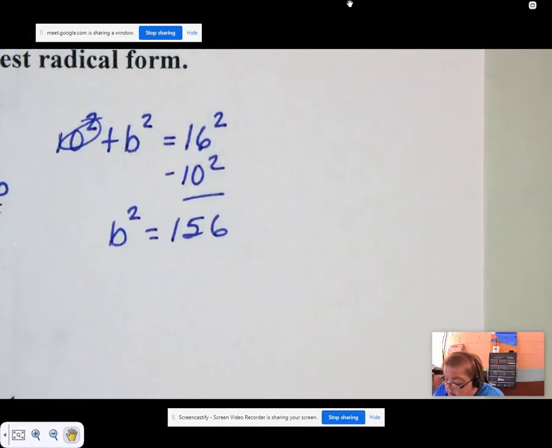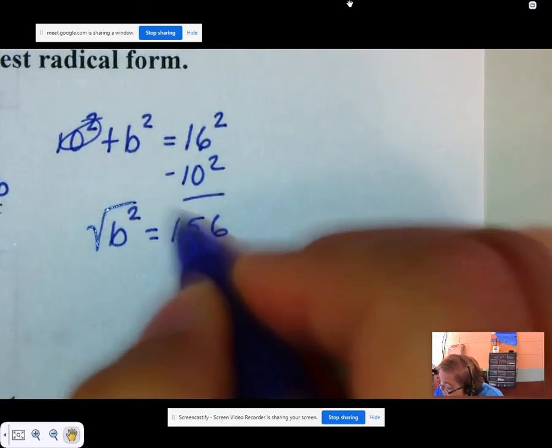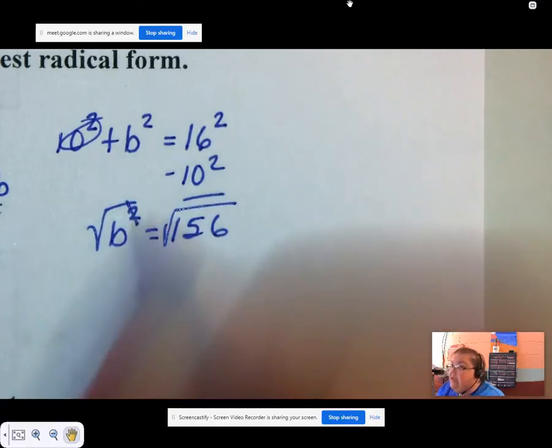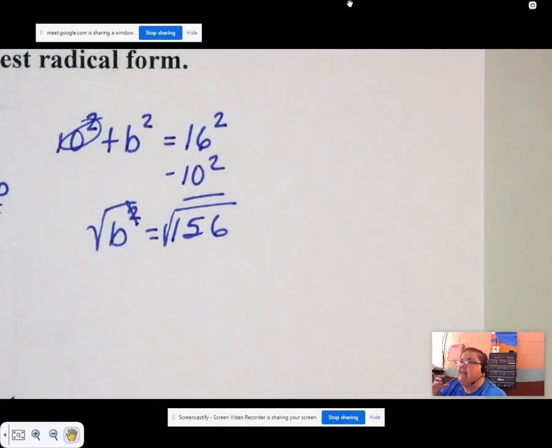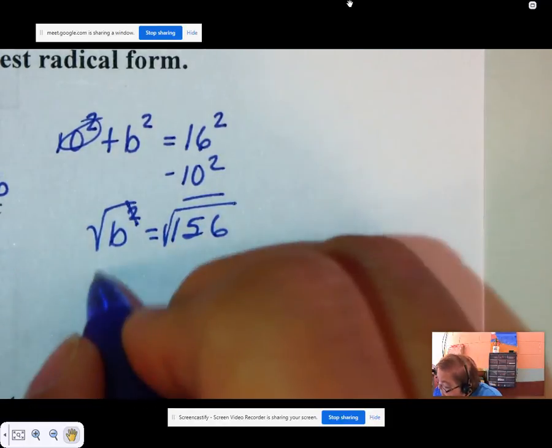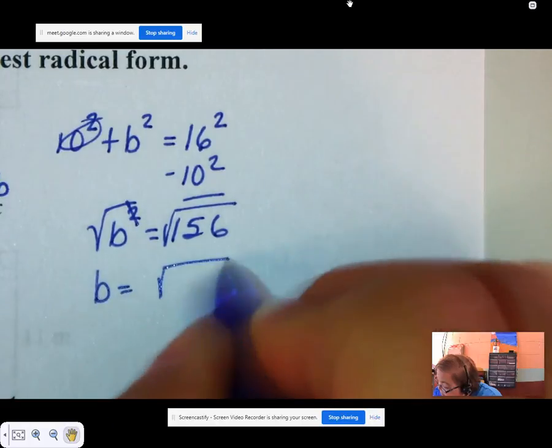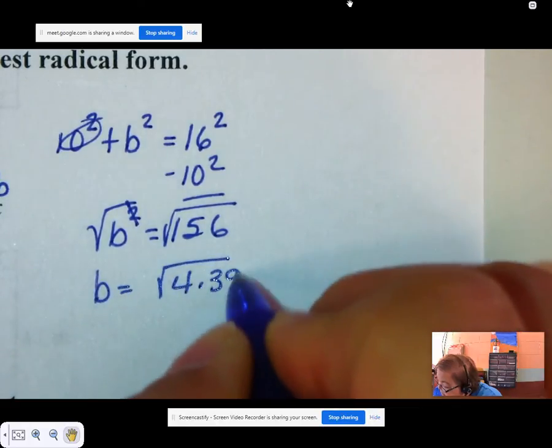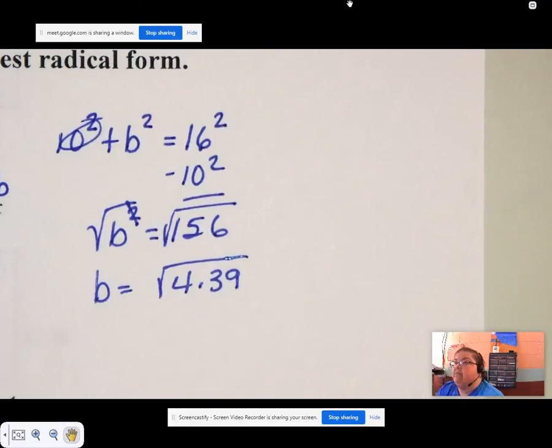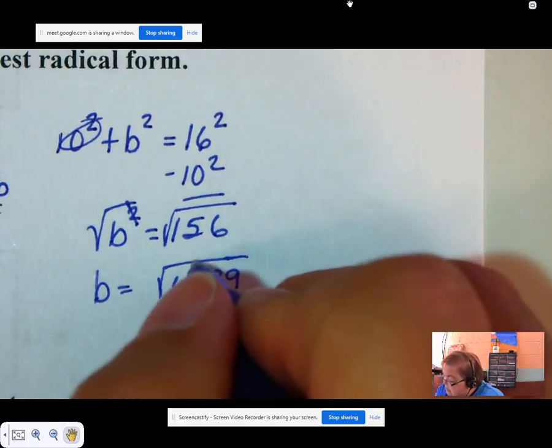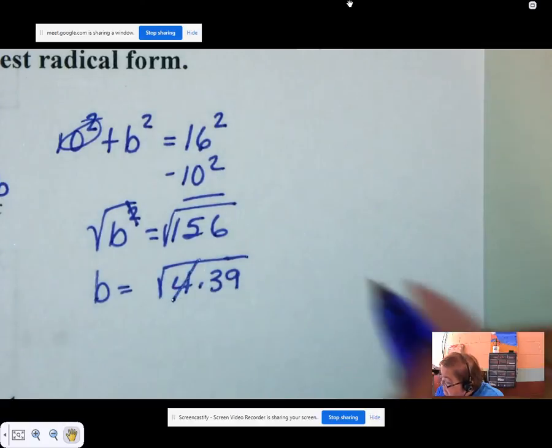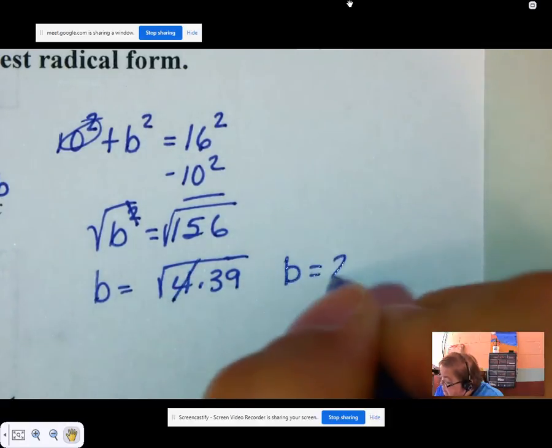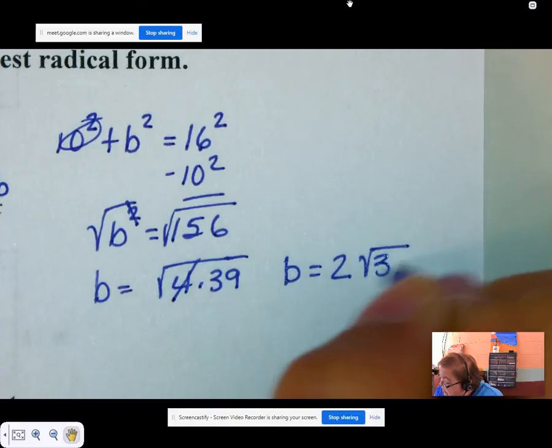So I'm going to take the root of both sides. Those cancel because B squared tells me nothing. I need to know what B is. So B equals the root of 4 times 39. What is the root of 4? 2. So B equals 2 root 39.